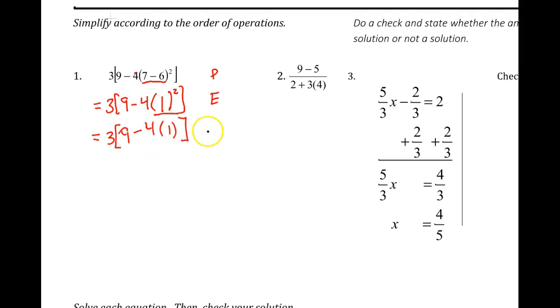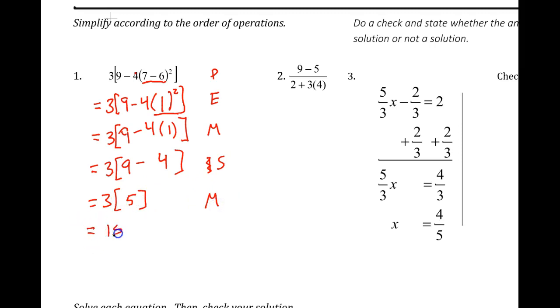Okay. Now we'll do some multiplying. 4 times 1 is just 4. We'll have some more parentheses here, which is subtraction. We don't have any division, so we'll go straight to subtraction for these parentheses. 9 minus 4 is 5. And lastly, we can multiply and get 15.